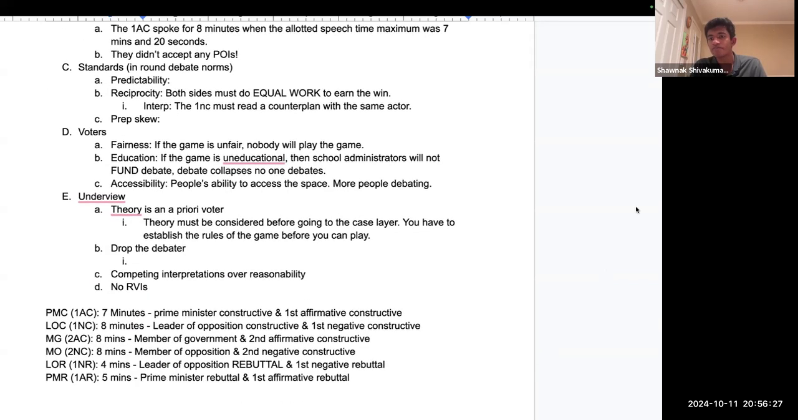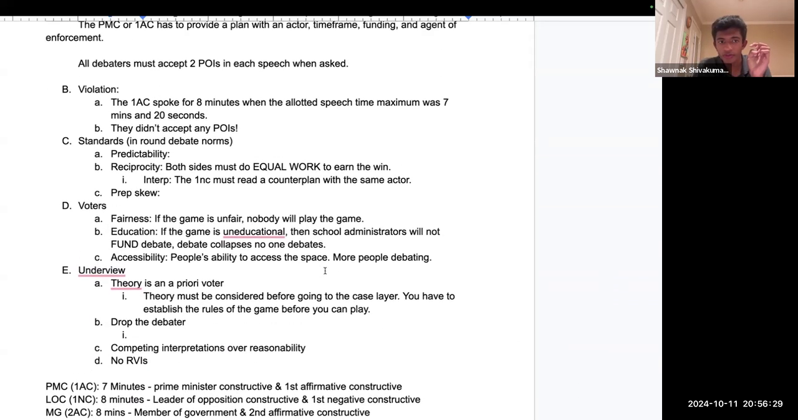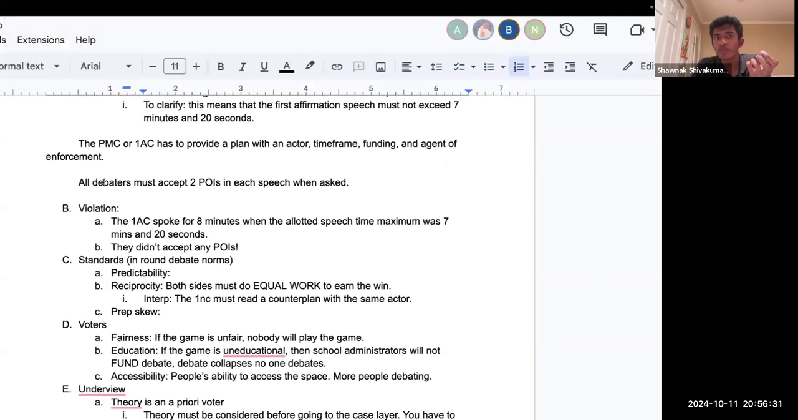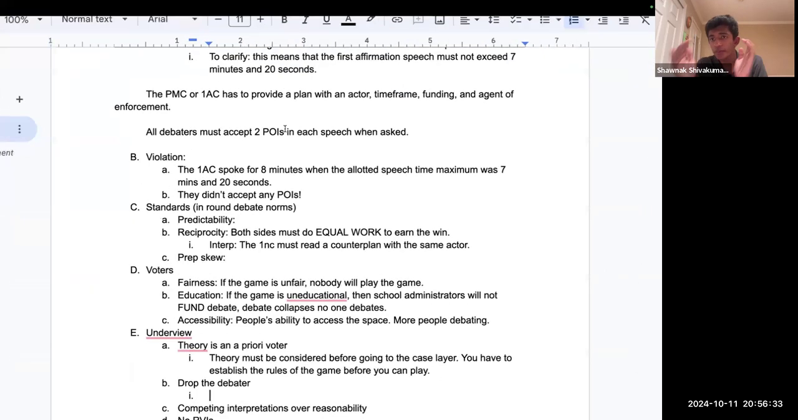Drop the debater. Okay. What happens if you prove that you win this round? If you win this theory shell, if you prove that they broke a very important norm that kills our fairness, that kills our education, and we know that theory comes first, what do you do with that? Well, the side that breaks the norm should lose the round. This is known as being dropped. There are two versions: drop the debater and drop the argument.